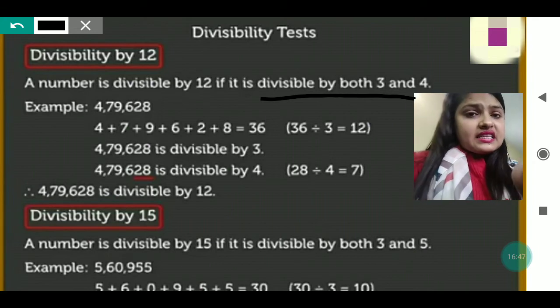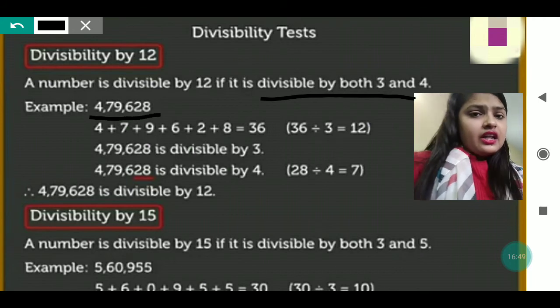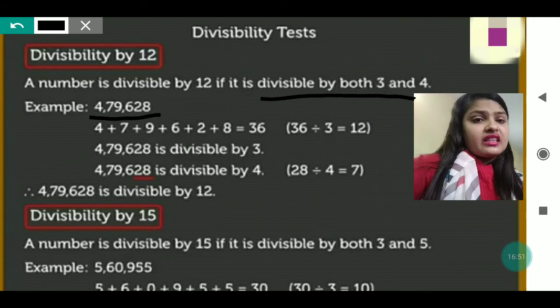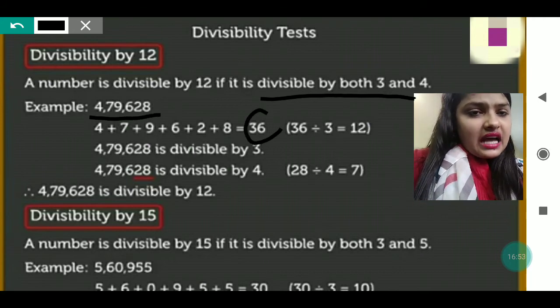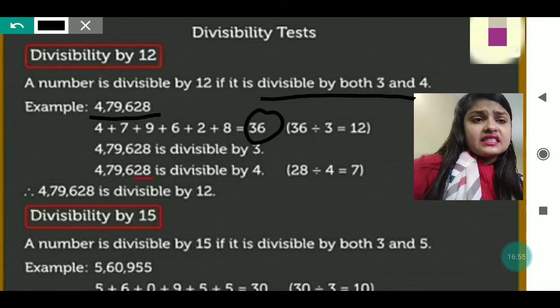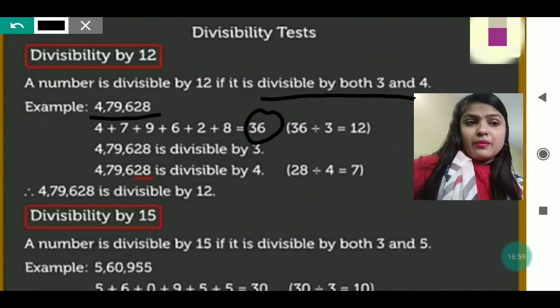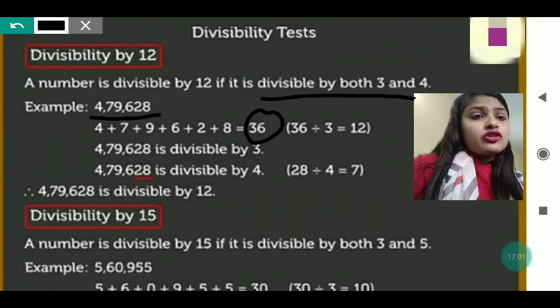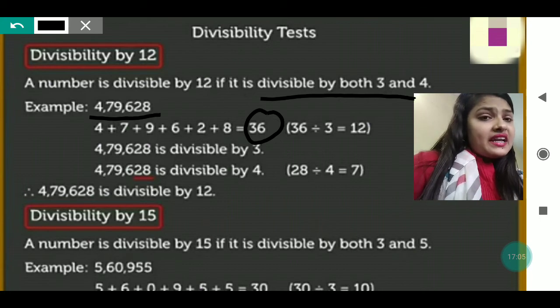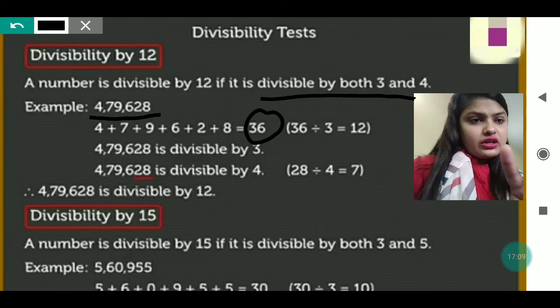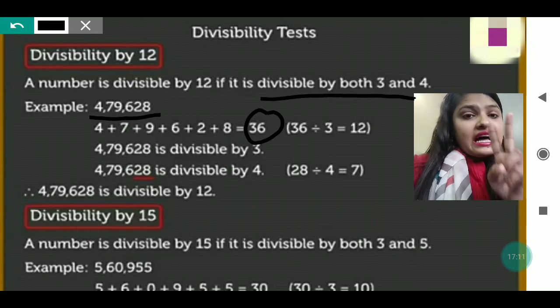So a big 6-digit number is given. You add all the digits. By adding all the digits, I am getting 36. Is this 36 divisible by 3? Yes. It means that this number is divisible by 3. Now we have to see whether this number is divisible by 4 as well. For finding whether a number is divisible by 4 or not, we just have to see the last two digits.